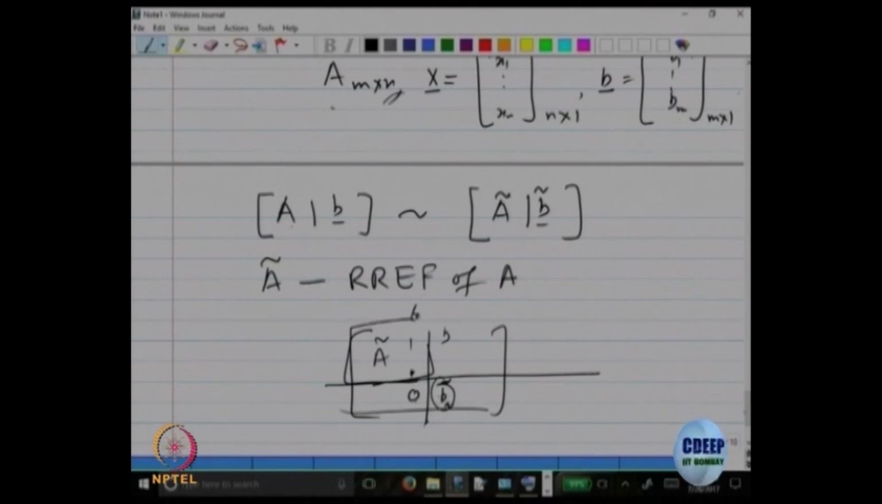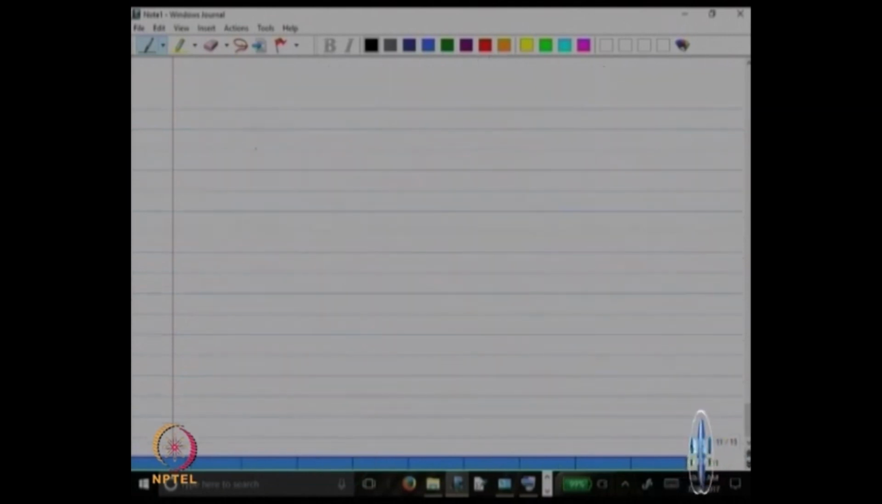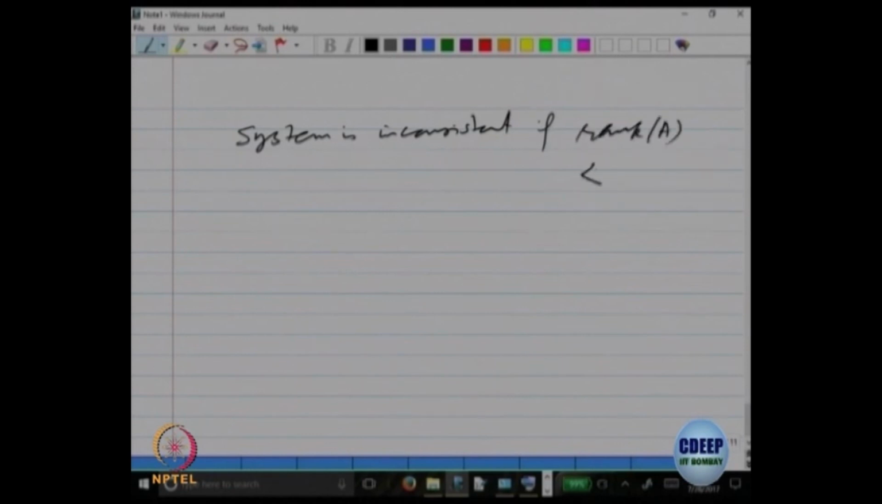So, we write this as: the system is inconsistent if rank of A is strictly less than rank of A B. So, we are writing that result in terms of the rank now. Okay. So, that is one.